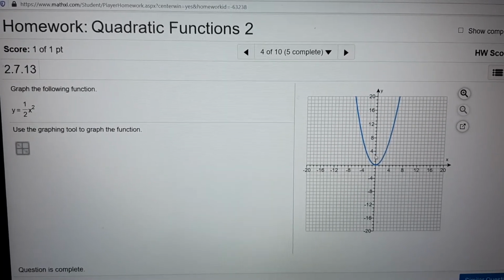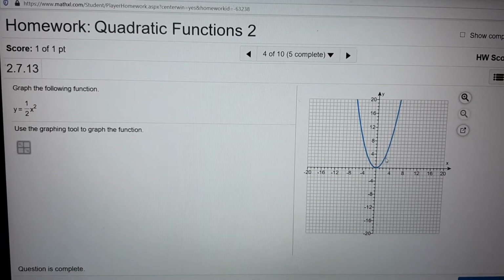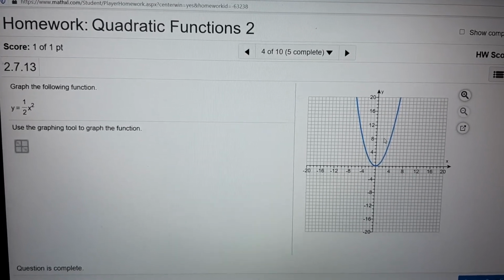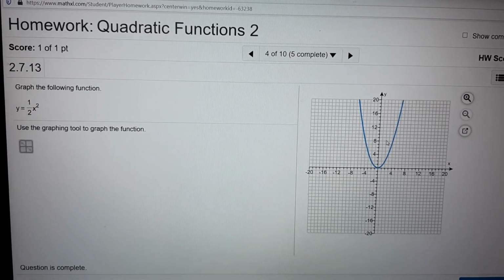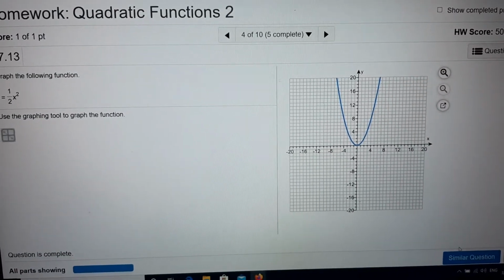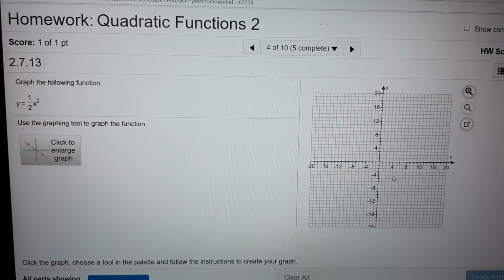So you see it takes y equals x squared, the parent function, and does a vertical stretch of 1/2. So it does a compression. It opens up the parabola. Okay, let's go down, do a similar question, okay? I'll do it one step at a time. It gave me the same question.